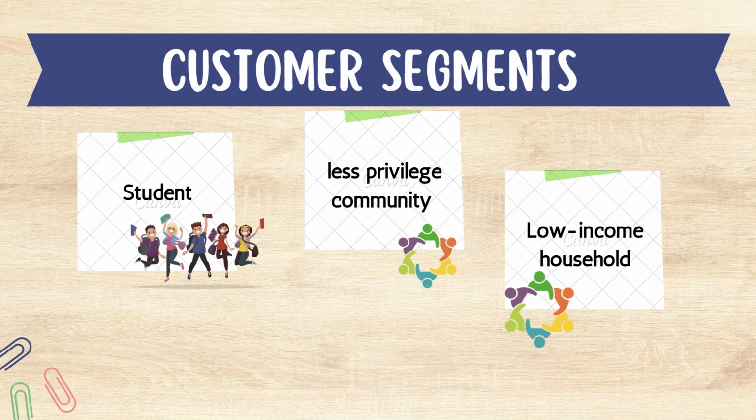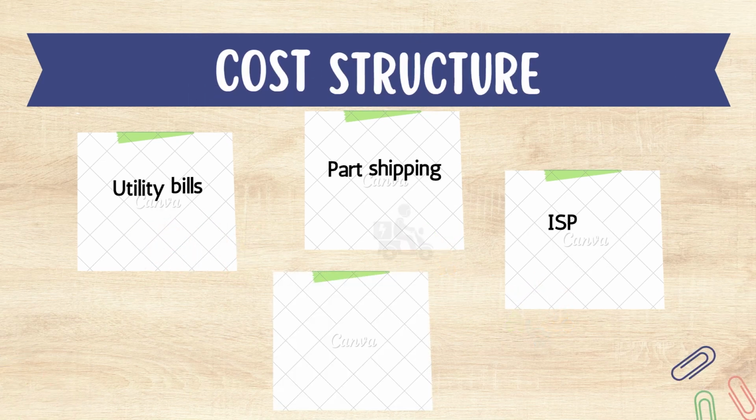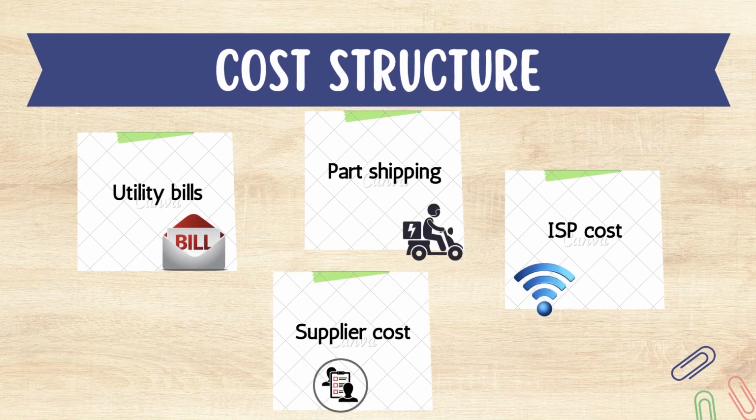Now let's move on to the second last element, which is the cost structure. The first one will be the utility bill that needs to be paid to keep the business running. Second, we have the part shipping, because our supplier is located in Selangor. The cost of transporting them here needs to be accounted for.